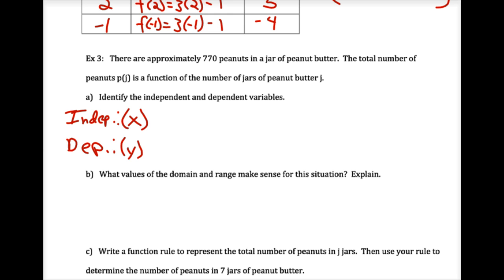1,440. 90. 1,540. Yeah, 1540. Okay. So here's my question: can we have 780 peanuts? No. The peanuts are totally dependent on the number of jars.